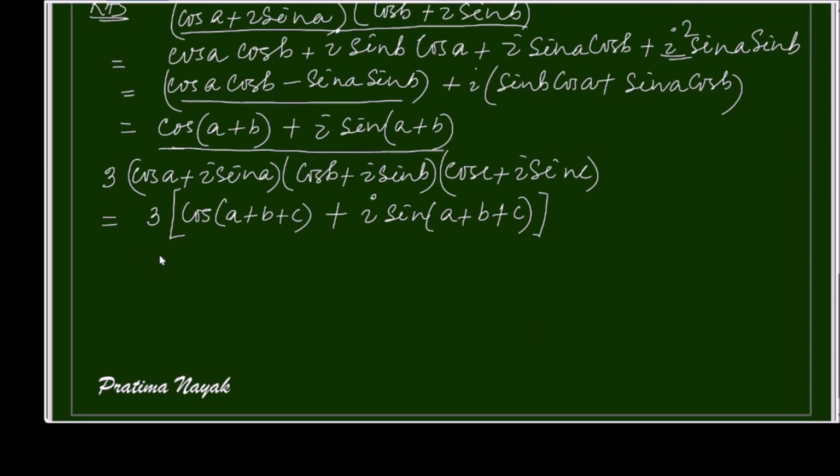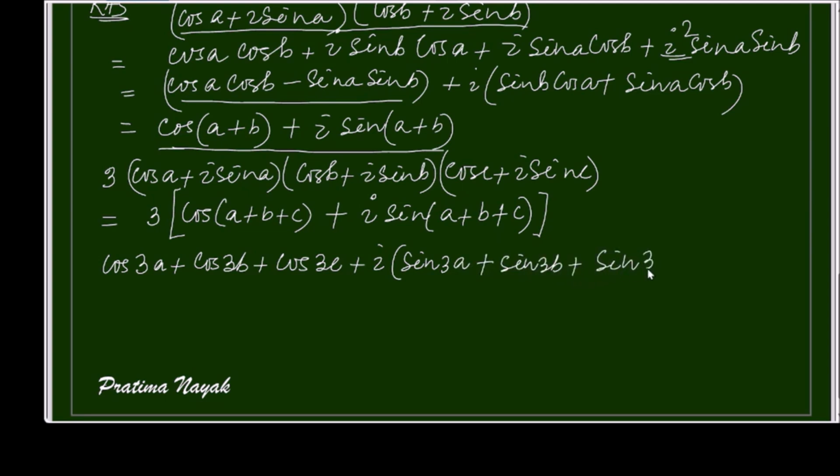So writing the final result, that was cos 3A + cos 3B + cos 3C + i (sin 3A + sin 3B + sin 3C) equals 3 times cos(A+B+C) + i sin(A+B+C).